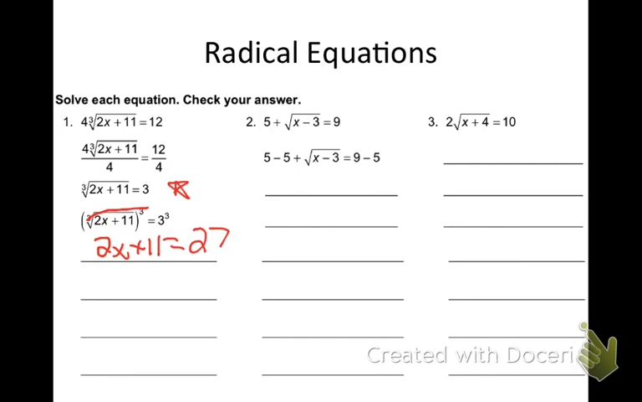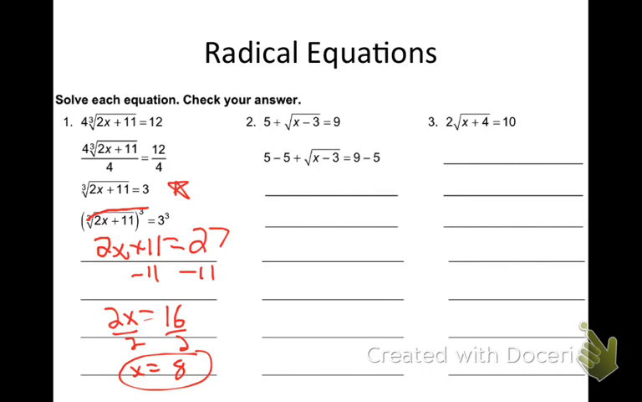Next, I'm going to do what to get the x alone? It's just a two-step equation. What do I want to do, Nick? Subtract 11. Giving me 2x equals 16. And then I divide by 2. And I get x equals 8 as my answer.